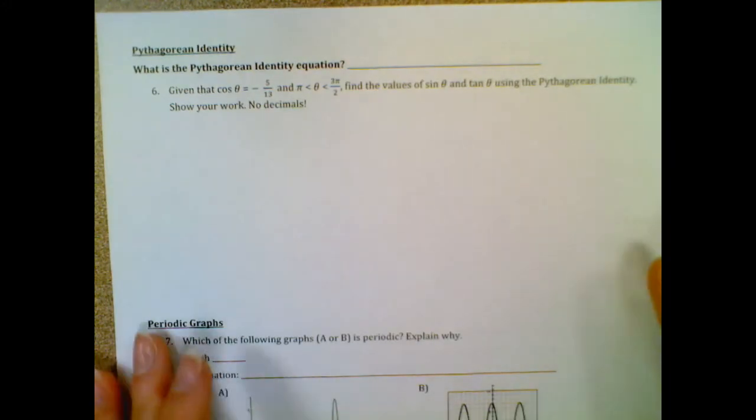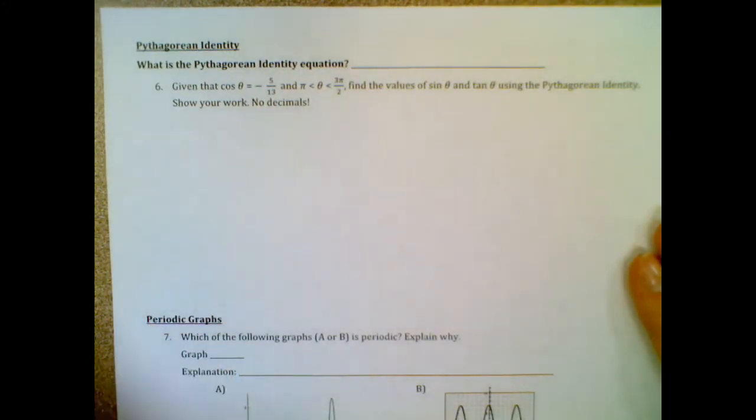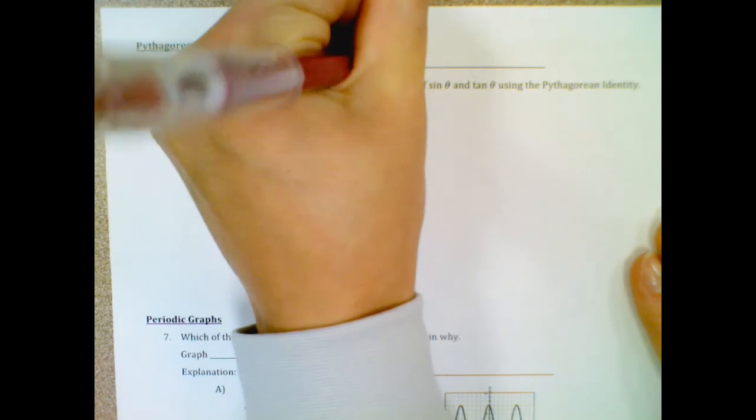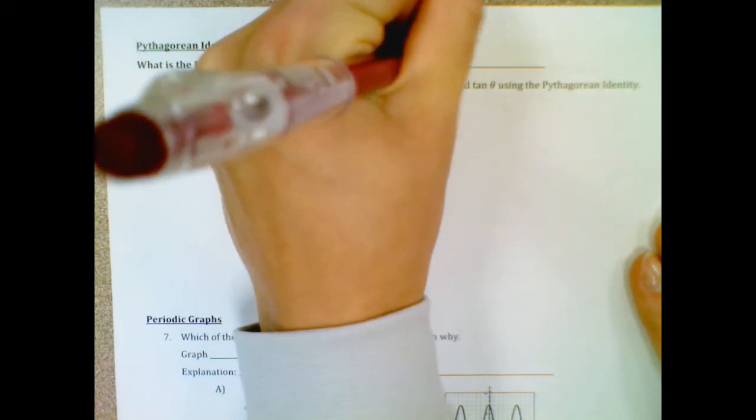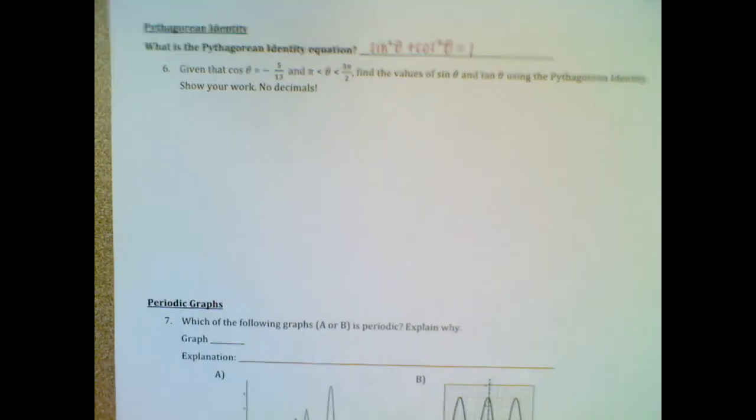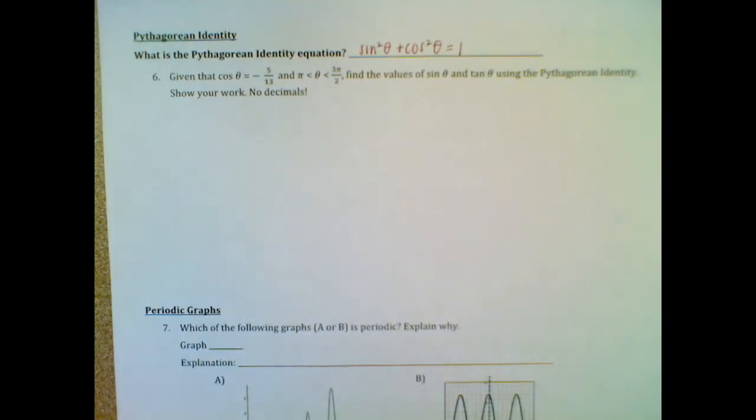All right, what is the Pythagorean identity equation? Sine squared theta plus cosine squared theta equals 1. Okay, I will give this to you as well for your quiz. All right, given that cosine is negative 5 over 13 and we're in between pi and 3 pi over 2, find the values of sine and tangent using the Pythagorean identity. Show your work, no decimals.